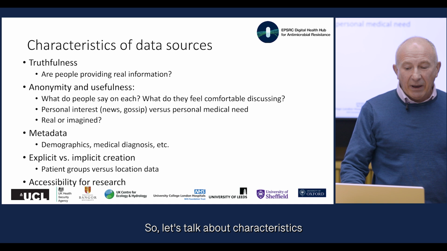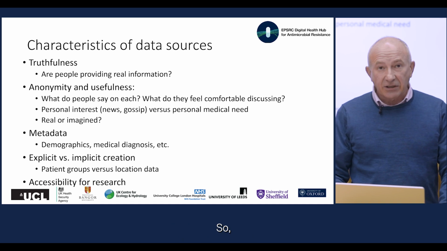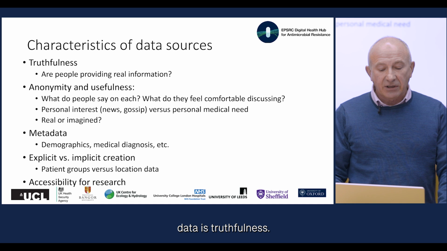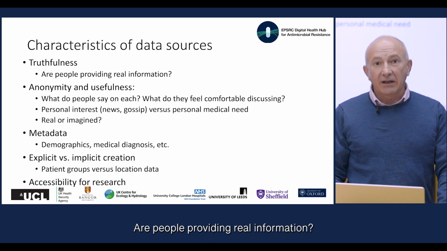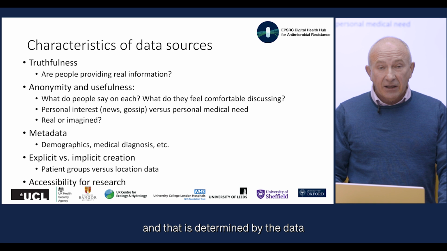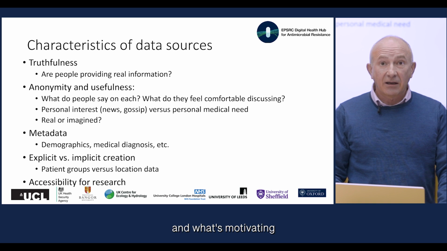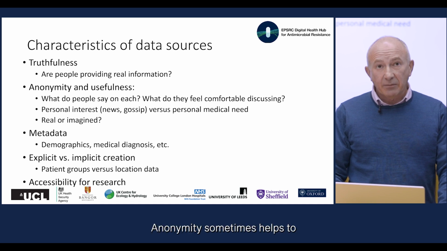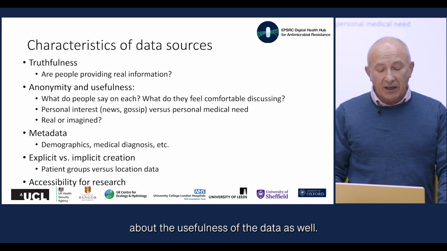So let's talk about characteristics of these data sources. One characteristic that you want from data is truthfulness. Are people providing real information? Sometimes they are, and sometimes they're not. And that is determined by the data and what's motivating people to produce that data. Anonymity sometimes helps to provide truthfulness, but also we need to think about the usefulness of the data as well.